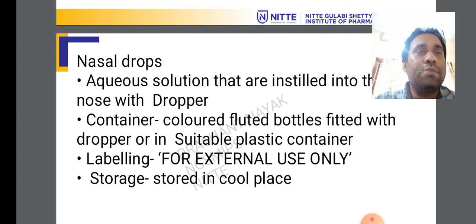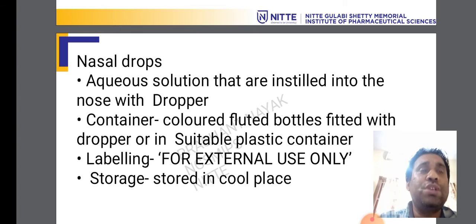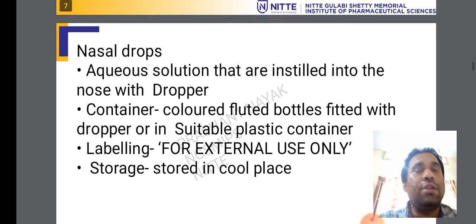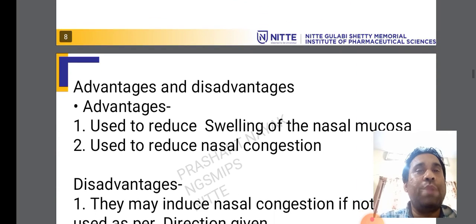Nasal drops. The next preparation is nasal drops. They are aqueous solutions that are instilled into the nose with the help of a dropper. The container should be a colored fluted bottle with a dropper, or a suitable plastic container. Labeling should always be for external use only. Storage is in a cool place.